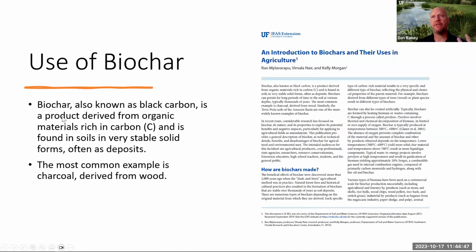So biochar, just for the definition, is a black carbon. It's a derived product from organic materials, rich in carbon. Carbon is found in soils in very stable, solid forms. Often it's deposits, some of these historical ones, could be from prehistoric fires and such. It can also be derived from charcoal, from wood itself. So there are, again, different values and different applications of biochar too, that you can read up on, just something to catch up on.